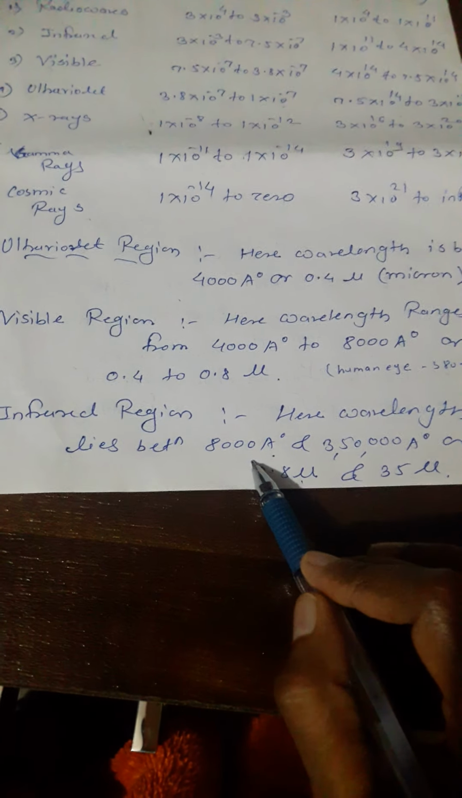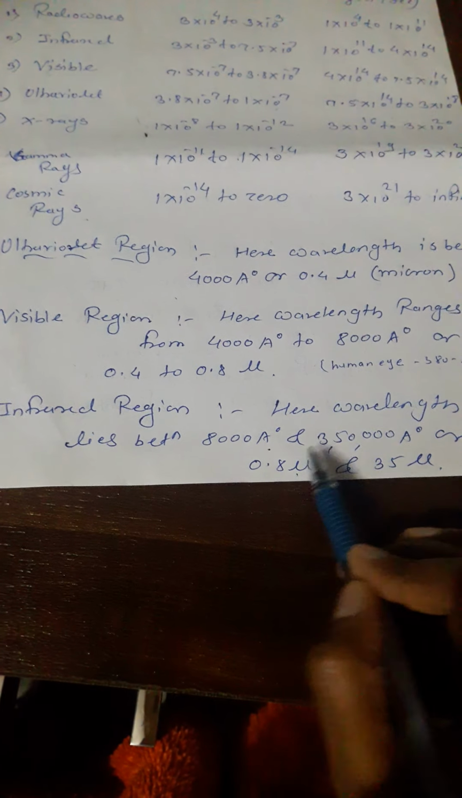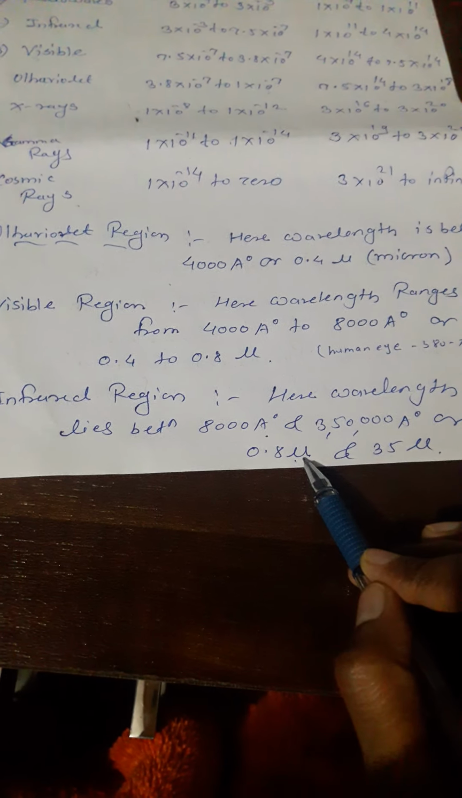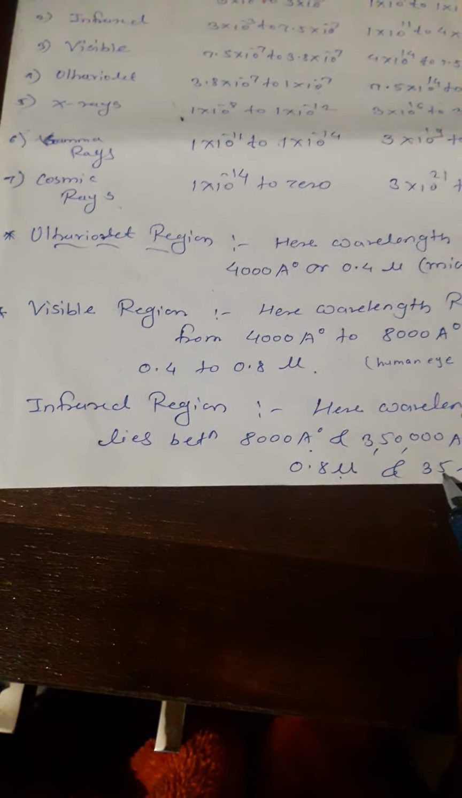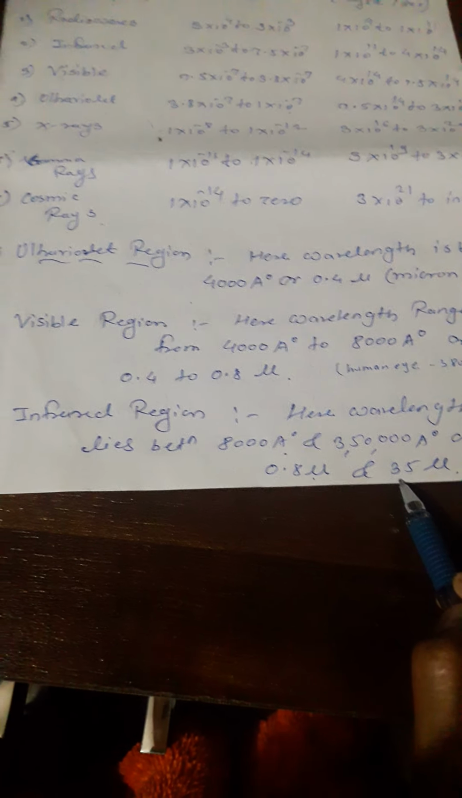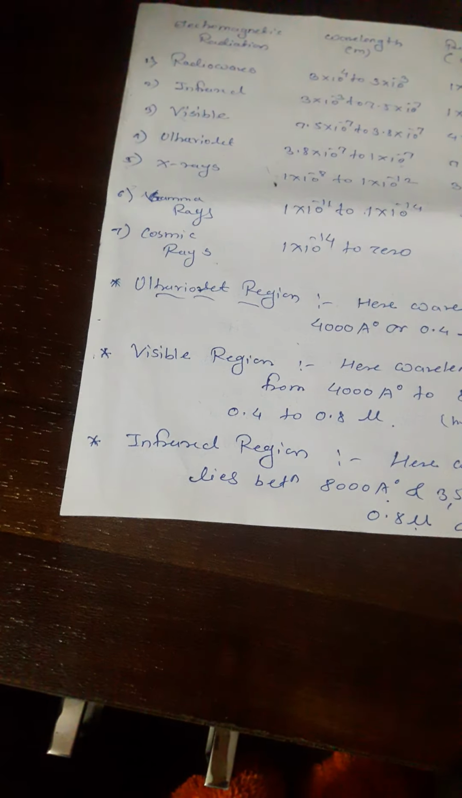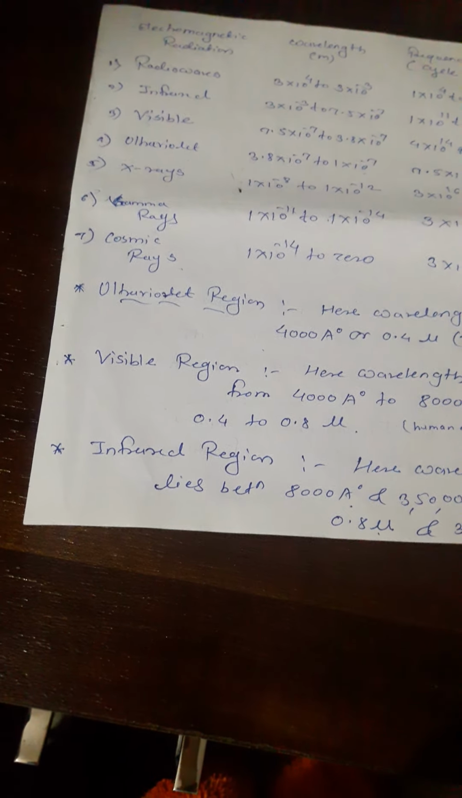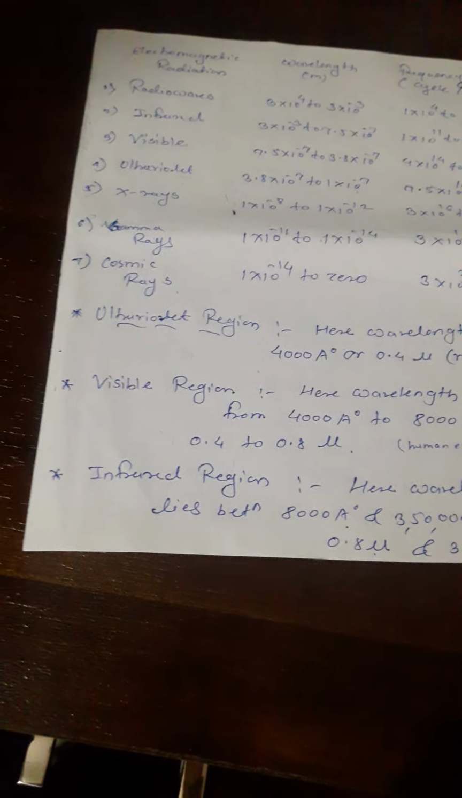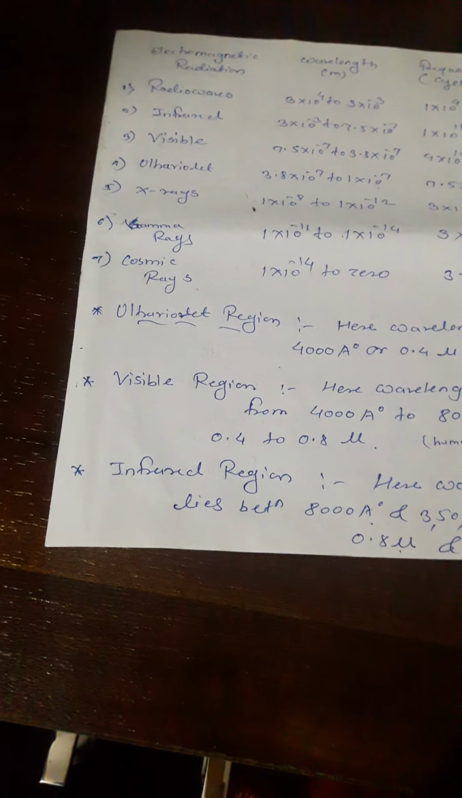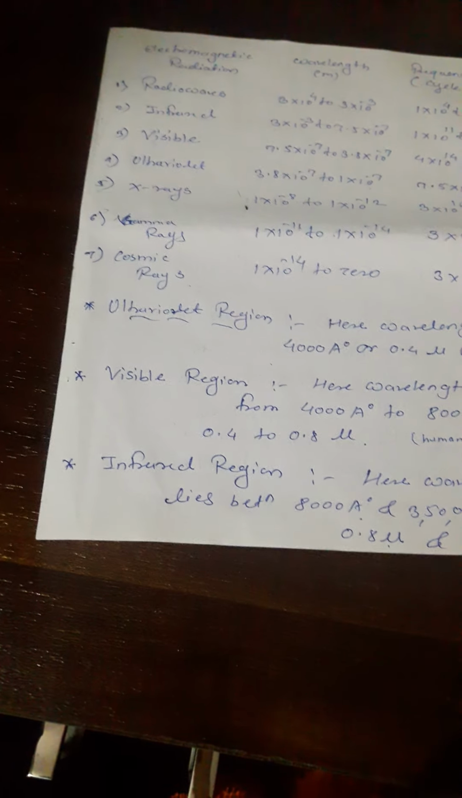Next we can see the infrared region. Here the wavelength lies between 8000 angstrom units and 350,000 angstrom units, or 0.8 micron and 35 micron. Infrared waves are produced by hot bodies and molecules. Infrared lamps are used in physical therapy.